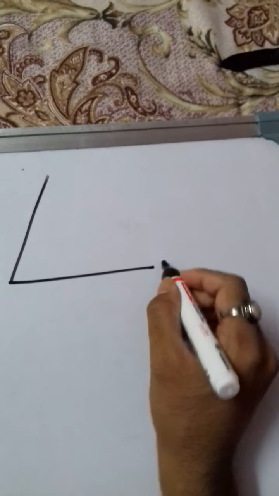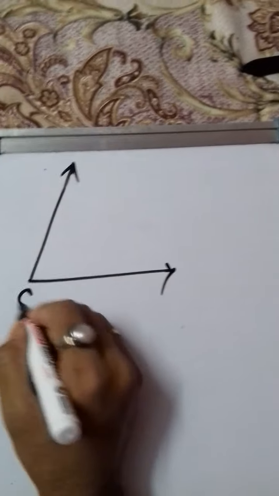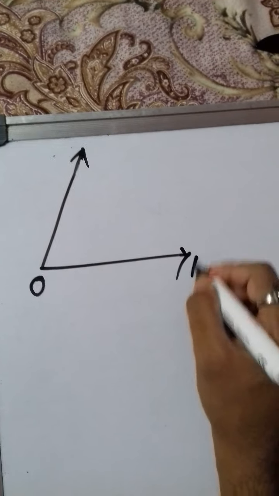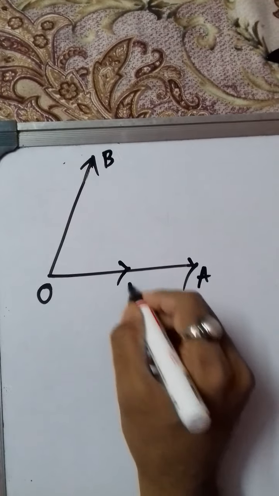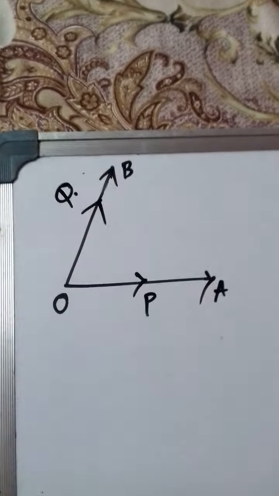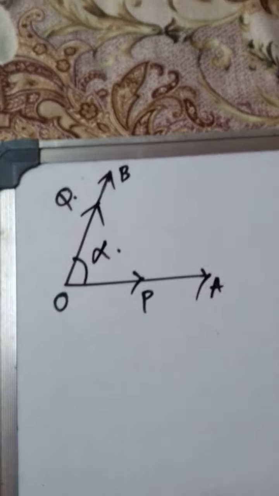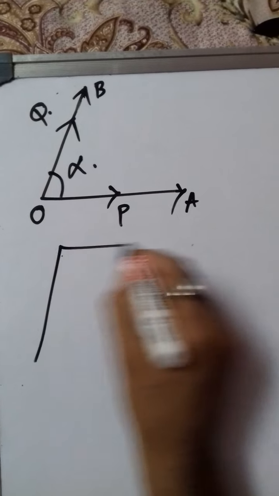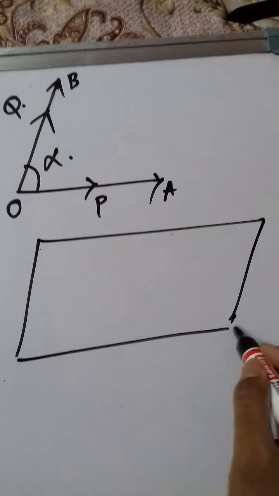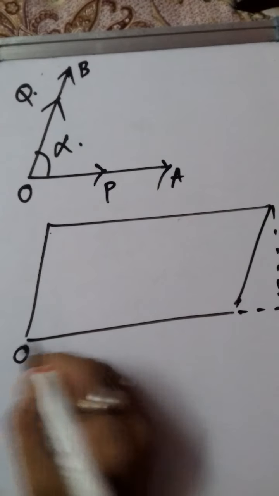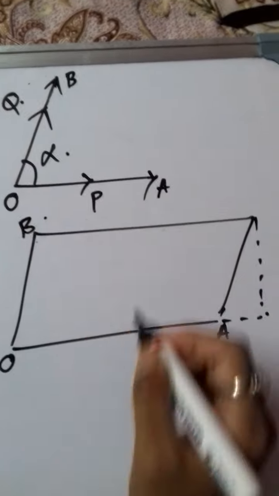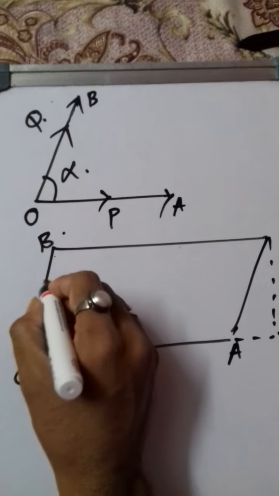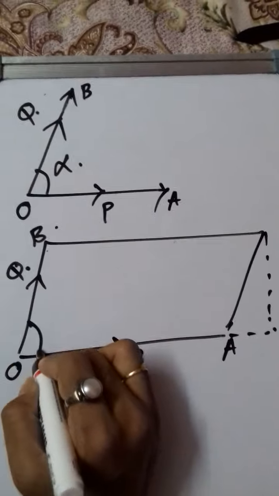Suppose there are two forces. The two forces may be P and Q, and both the forces are meeting at O, and the angle between the force you can take it as alpha. Okay, now let us try to draw a simple parallelogram kind of thing. We already know that the forces are P and Q as per the previous diagram. The angle between the forces is alpha.